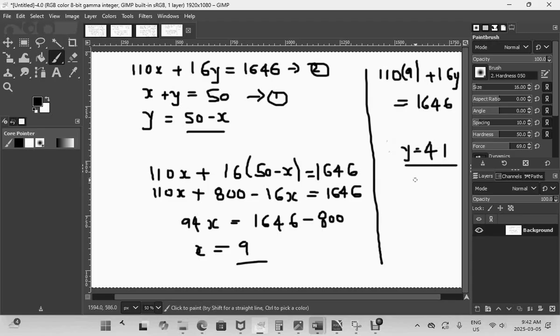Just like with the first example, you can sub your x and y values into both equations 1 and 2 to verify and check. Make sure the left-hand side of the equation is equal to the right-hand side. This is basically how you solve word problems relevant to linear equations or linear systems.